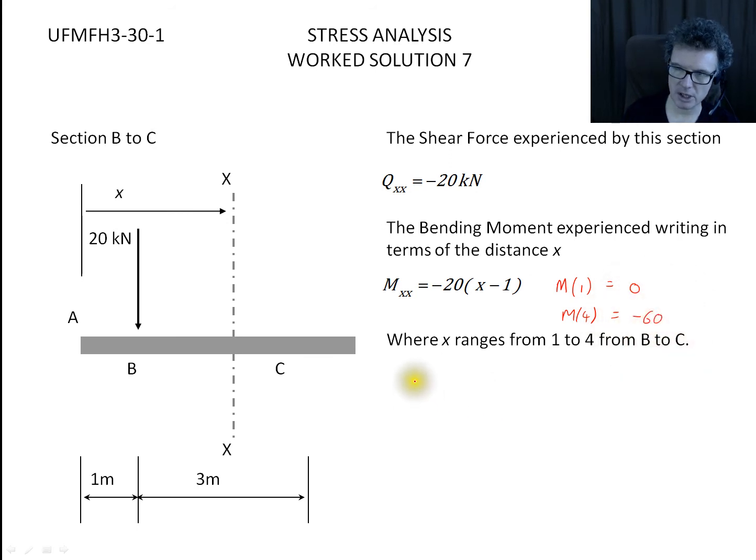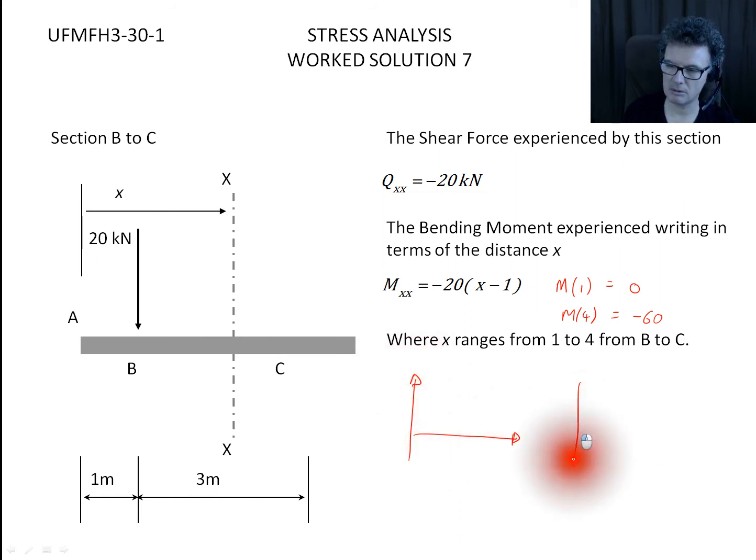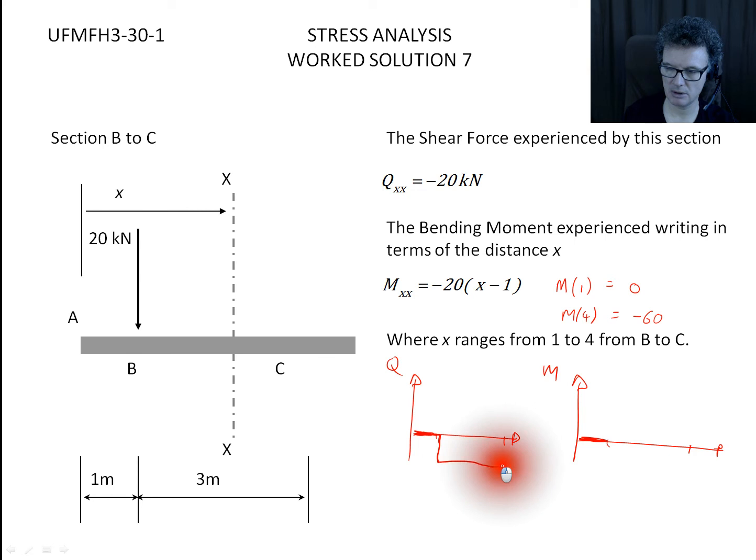So if we were doing our plot as we're going along, this is my Q, this is my M. My first meter is just flat, and then from 1 to 4, well, Q just drops down, minus 20, and so I could put minus 20 there. Here, when we get to 4, we should have m equals minus 60. It doesn't have to be the same scale. So minus 60. Okay.